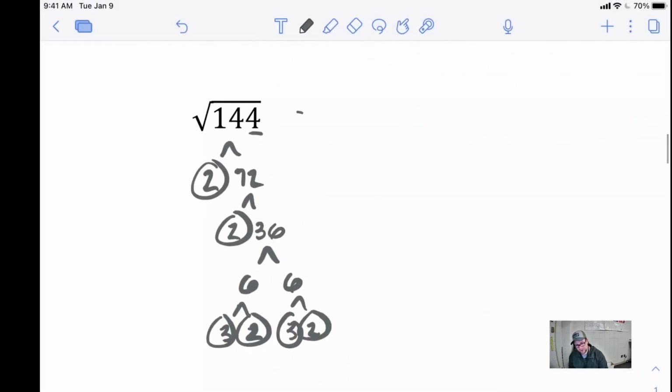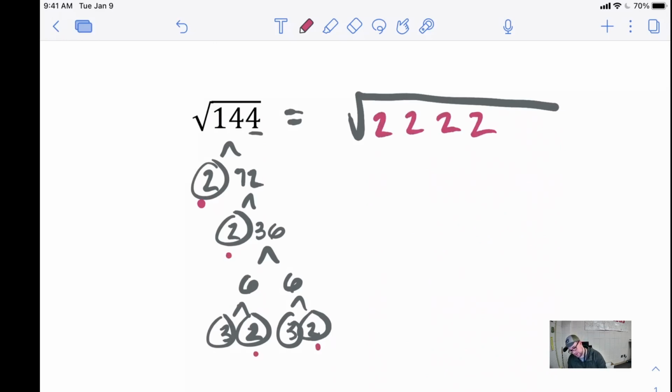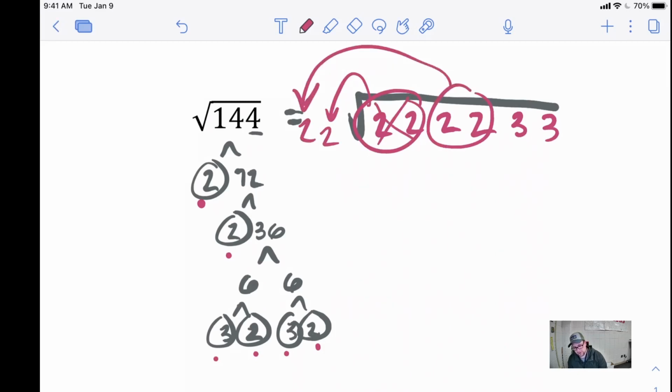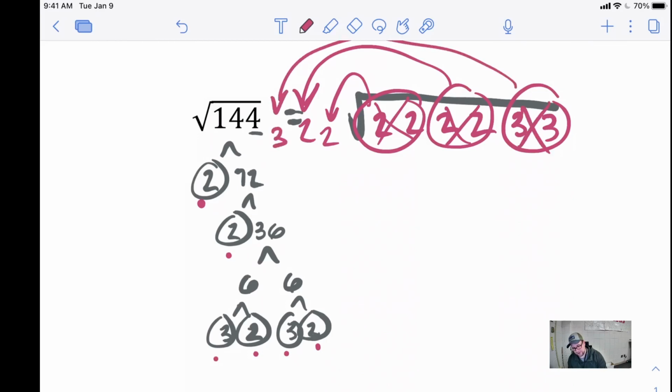So, when I rewrite this, remember we always rewrite it with the smallest numbers first. So I'm going to grab a different color. So 2, 2, 2, 2. So I had 4 2s. And then 2 3s. Let's do our 2-for-1 specials. So we're going to have 1 2 that we can pull out. We can have another 2 that we're going to pull out. And we have a 3 that we can pull out too.